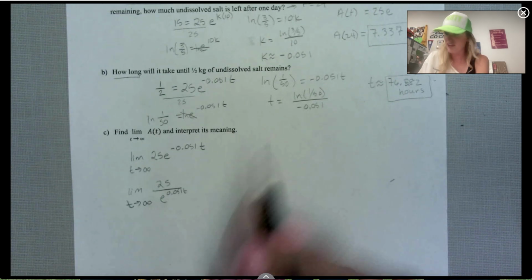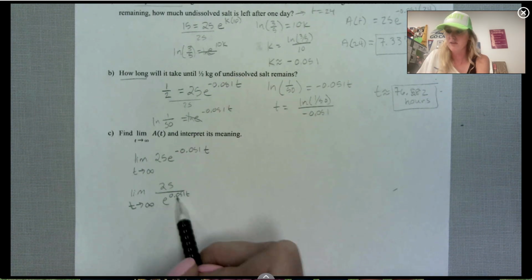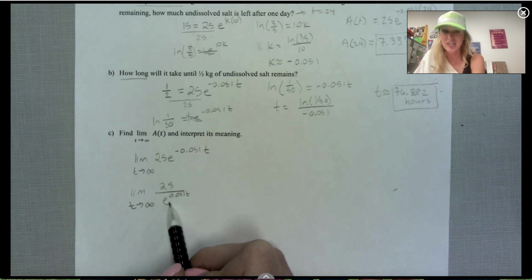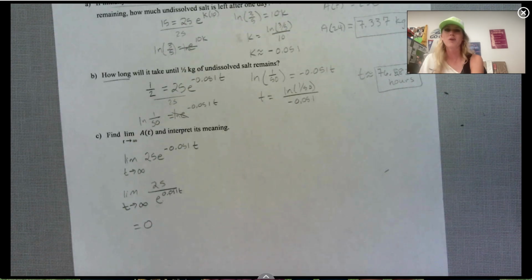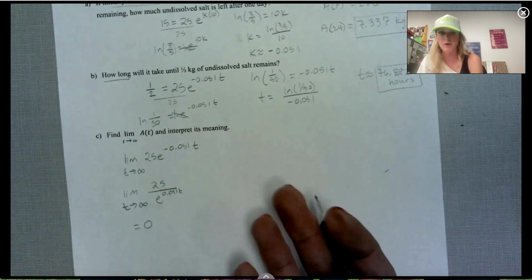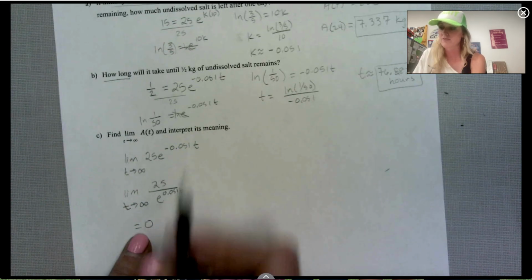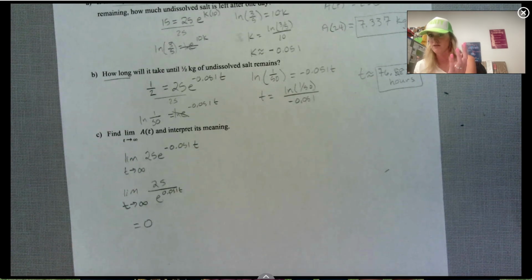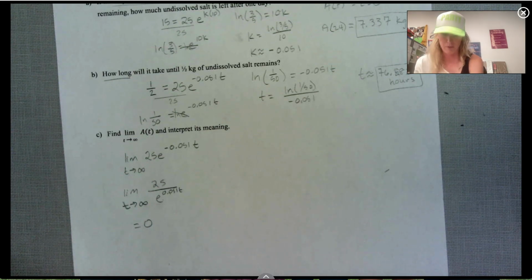So remember, this is a constant, and this is going to approach infinity. Anything raised to a power is just going to get bigger and bigger and bigger. So a constant over a very large number is going to approach 0. Okay, so what does this mean within the context of this problem? Okay, so t is time, remember. So if time goes on forever, time approaches infinity, this function should approach 0, which makes sense, right? As more and more time goes on, less and less undissolved salt should remain, and it should approach 0.